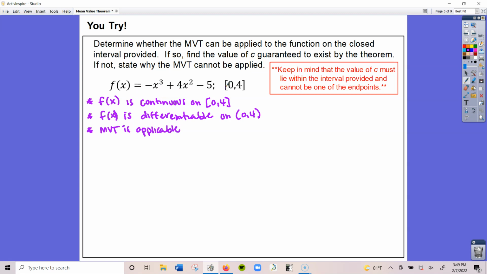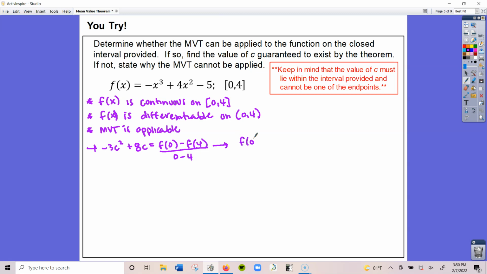Now I'm going to take the derivative, replacing my x's with c. Therefore, negative 3c squared plus 8c is going to equal f of a, which is f of 0, minus f of b, so f of 4, all over a minus b, so 0 minus 4. Now I'm going to do the work here for my function values on the side.